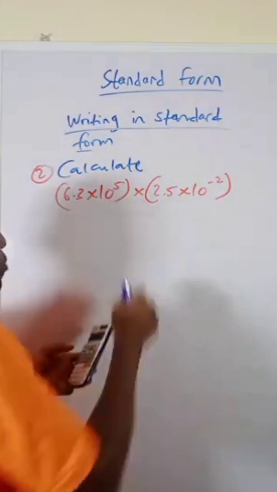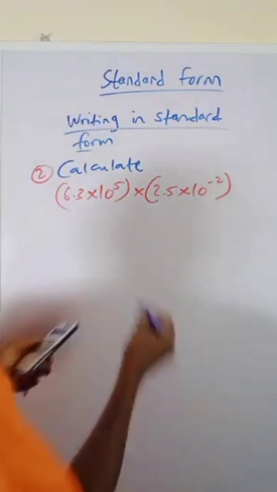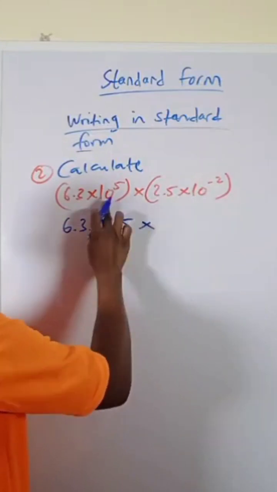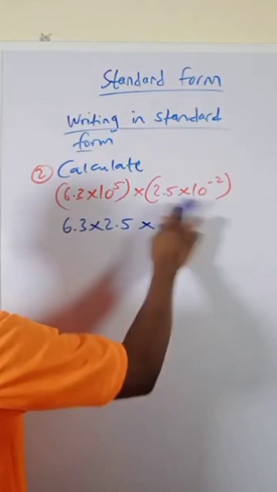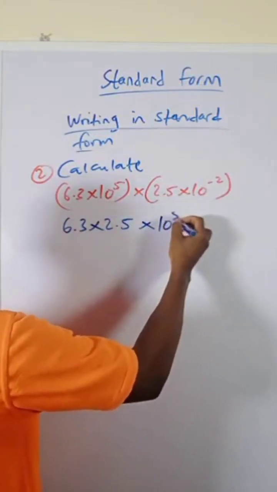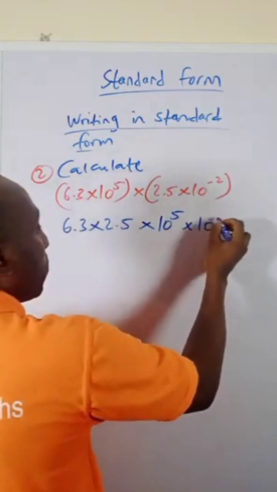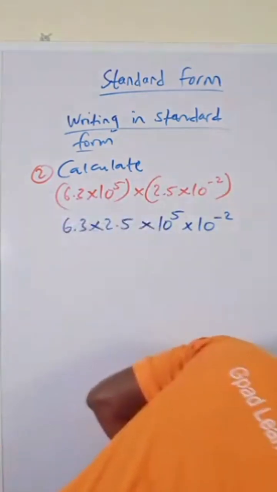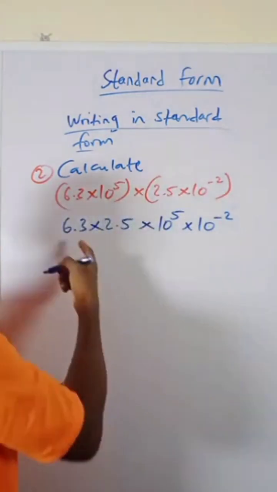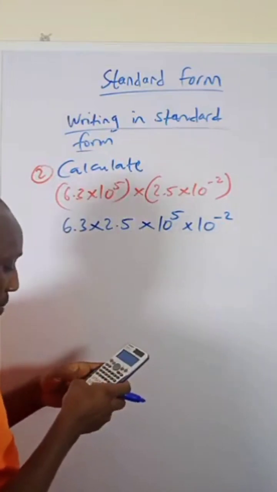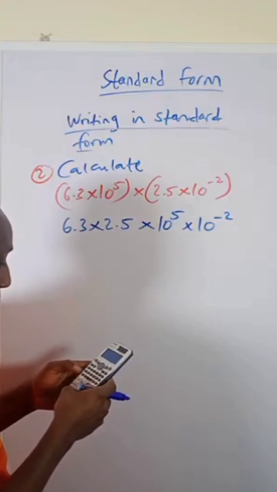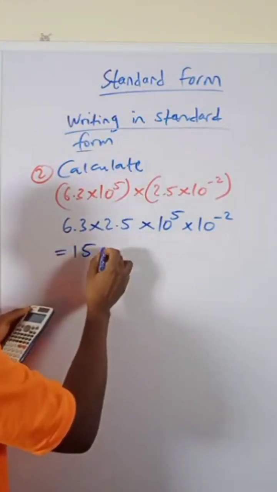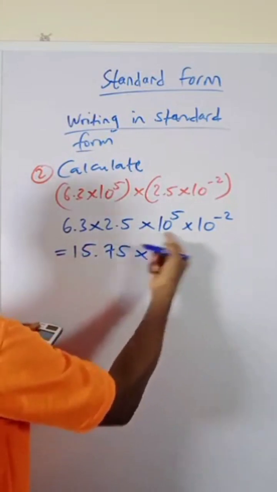So I will do 6.3 times 2.5 first of all, or let me just rewrite it like this: 6.3 times 2.5. Then bring in the ones that have this common base. So 10 raised to the power 5 times 10 to the power minus 2. I hope this is clear, guys. So what's 6.3 times 2.5? 6.3 times 2.5 is 15.75.